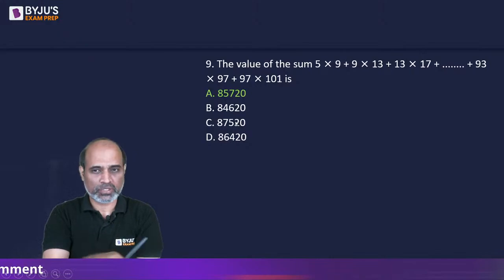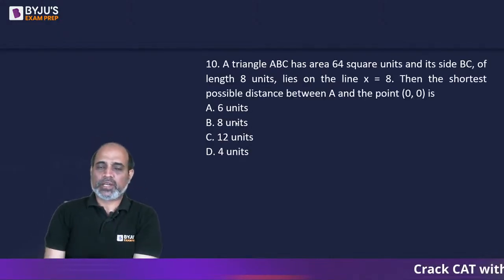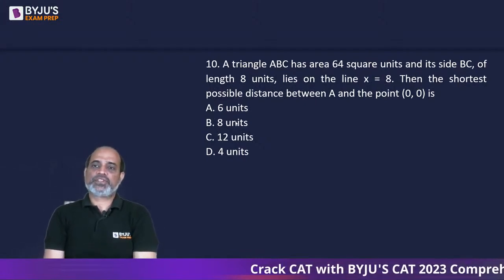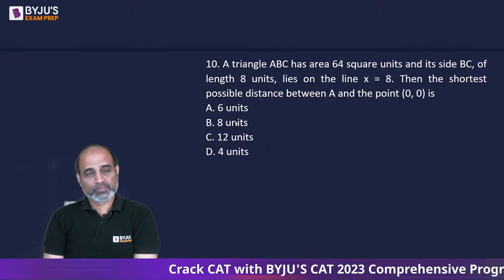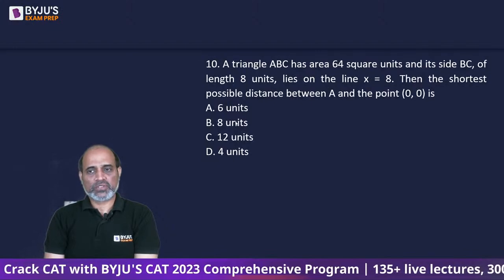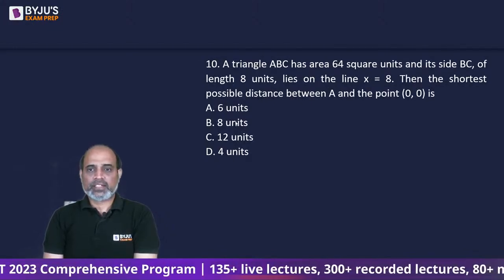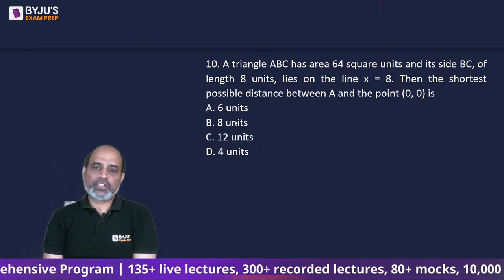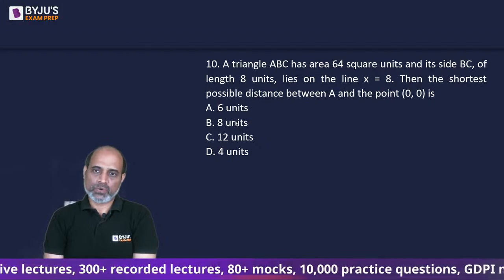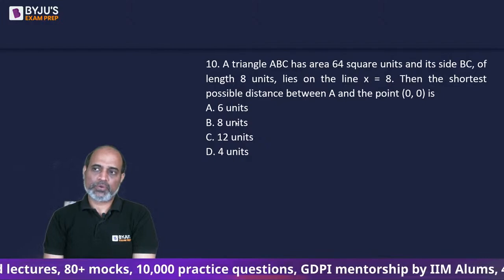That was a theta question. The other questions give you options. A triangle ABC has area 64 square units and its side BC of length 8 units lies on the line x is equal to 8. Then the shortest possible distance between point A and the point O is going to be what?